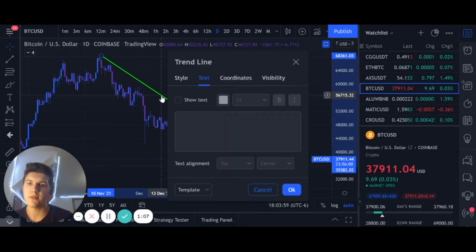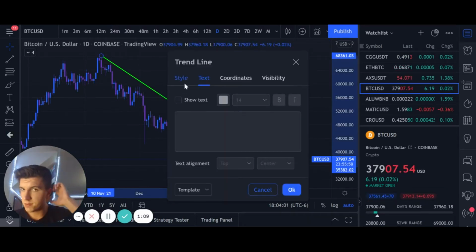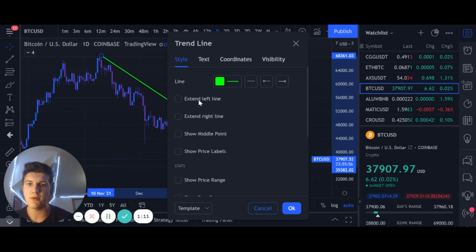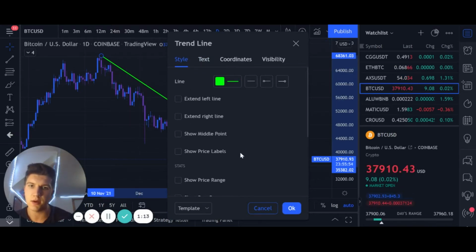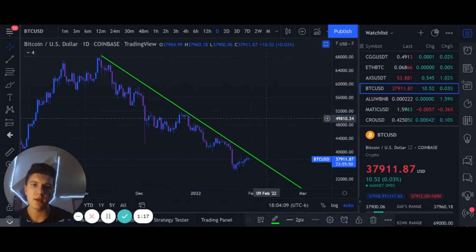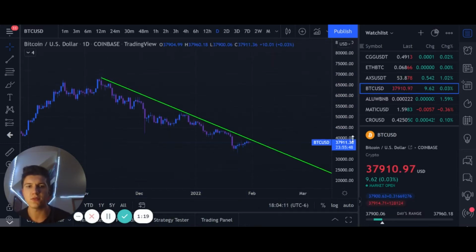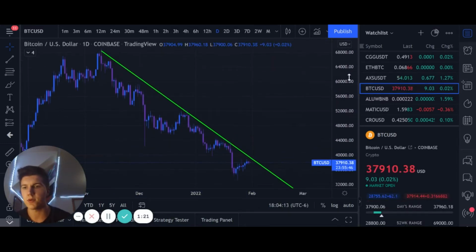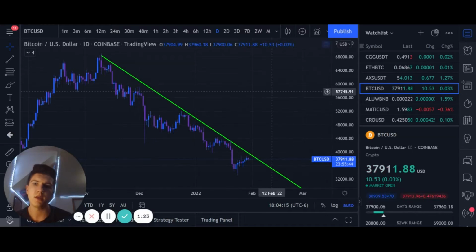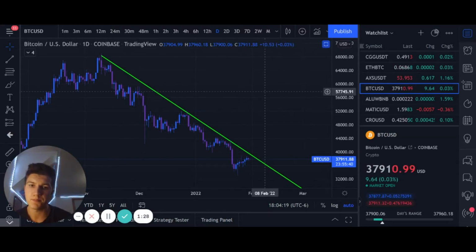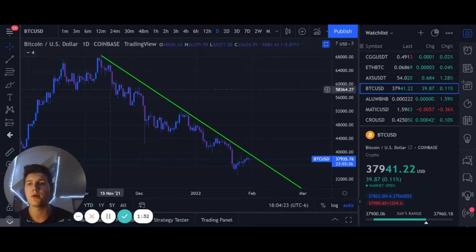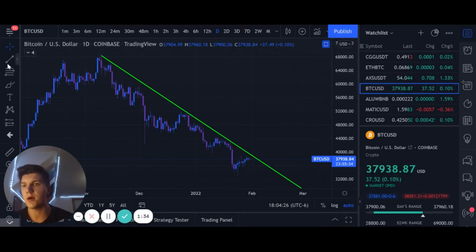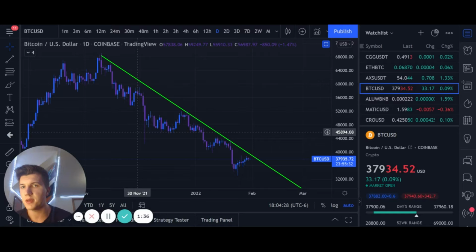I usually make my trend lines bright green, neon green, but if you want to extend the trend line all the way down, I recommend extend right line, and here it'll give you a continuous trend line going all the way down. Anyways, what you want to look for when drawing a trend line is common touching points or reaction points where price goes to validate your trend line.